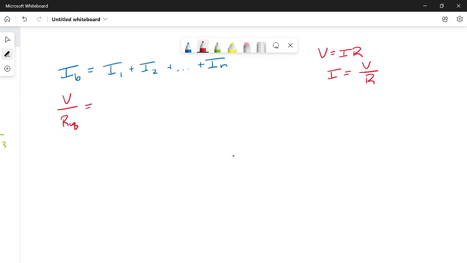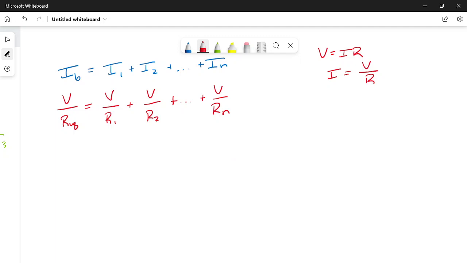And here each of these is going to be replaced with voltage divided by the resistance of that element. And remember, the voltage stayed constant, so all these V's are the same. So as I add these up, I get this expression here. Now, I've got a whole bunch of V's that are all the same.